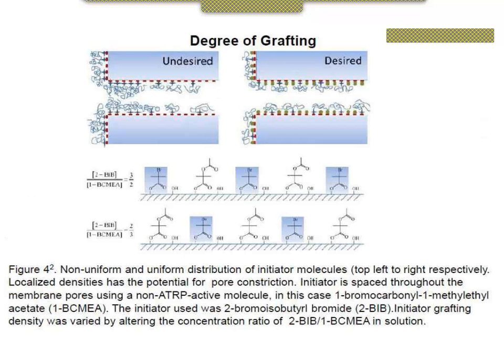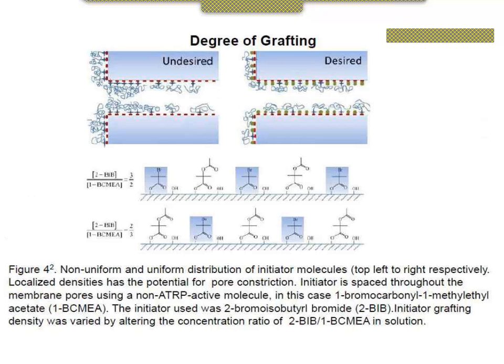So to begin, I'm going to talk about the degree of grafting, and here's a schematic. On the left, you can see non-uniform distribution of initiator molecules, and the initiator is kind of clustered, so the localized densities have the potential for pore constriction. And on the right, you can see the desired uniform distribution of initiator molecules.